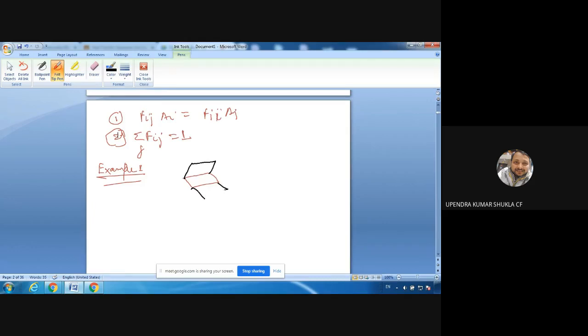There are three surfaces. This is the surface that I have put with black color. This is surface 1, this is surface 2, and this is surface 3. Now you have been asked to find out F13 and F31. How to find out? Suppose all dimensions are known. The area of this surface is A1, the area of this surface is A2, and the area of this surface is A3.